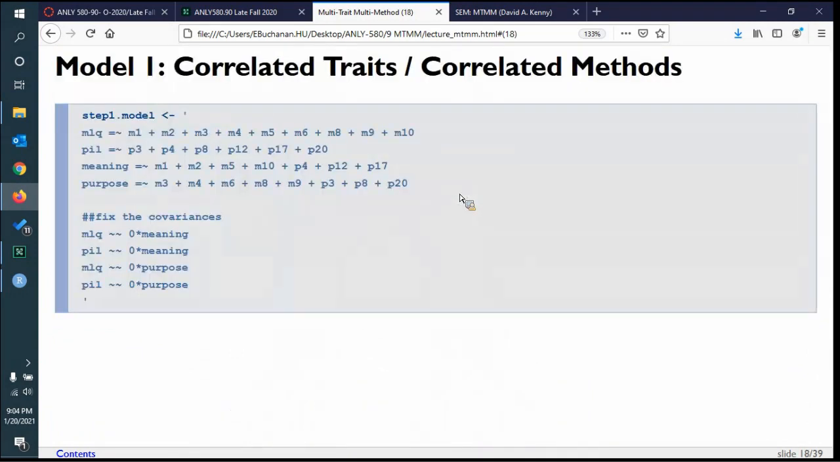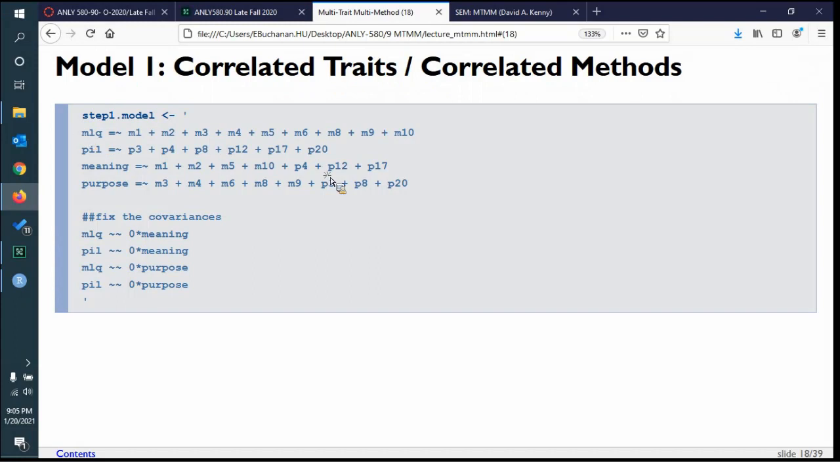All right, so back to correlated traits, correlated methods. So that's the two measurement models. And mostly I just run those to see where this is going to blow up. Okay, probably traits. So to put those together, there's another reason to run those two models. We'll get through that in a second.